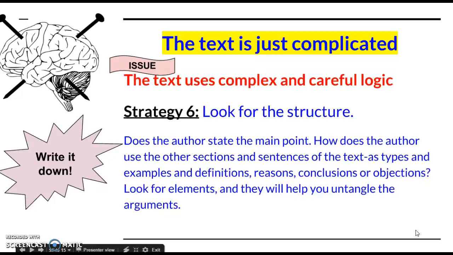Issue number 6. The text uses complex and careful logic. Take a look at the structure. Does the author state the main point? How does the author use the other sections and sentences of the text as types and examples and definitions, reasons, conclusions, or objections? Look for these elements and they will help you untangle the arguments.